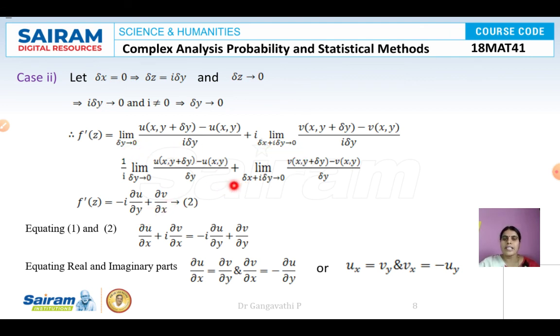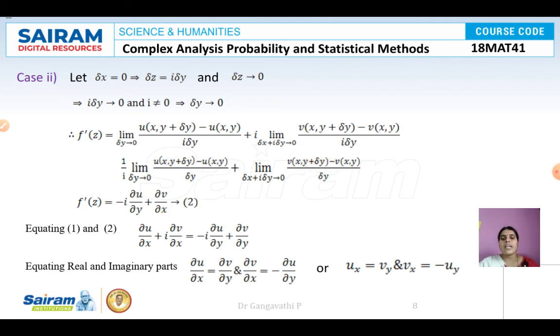So delta x is also 0 here. We are supposed to replace it. And by the definition of differentiability, this is i times 1 by i, which is nothing but minus i. This gives us the result dou u by dou y, and this gives us the result dou v by dou x. Call this equation 2.